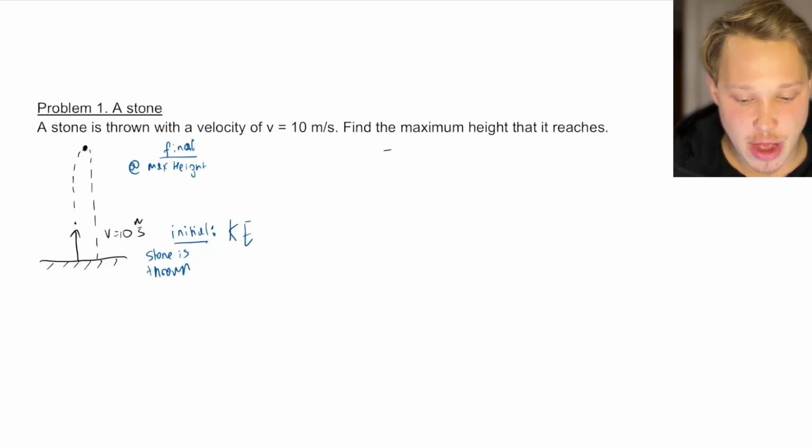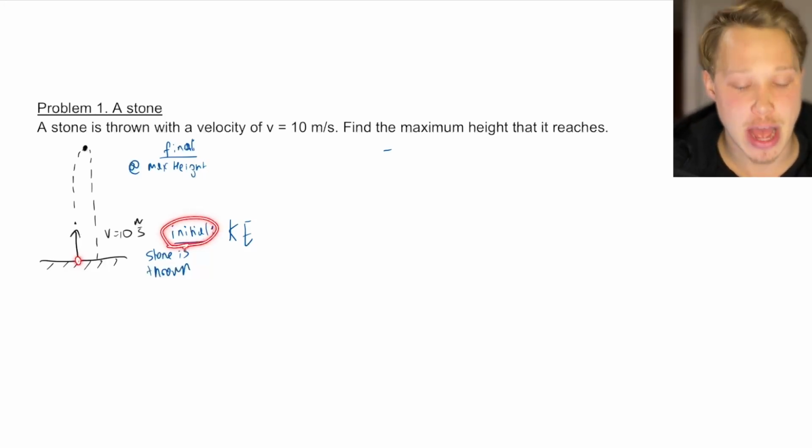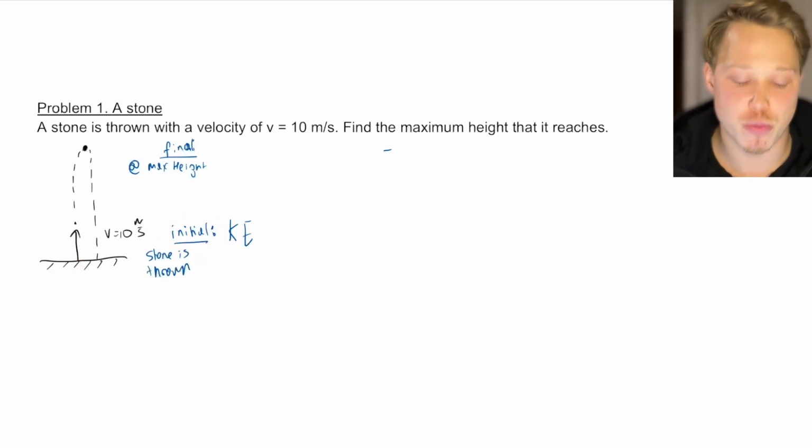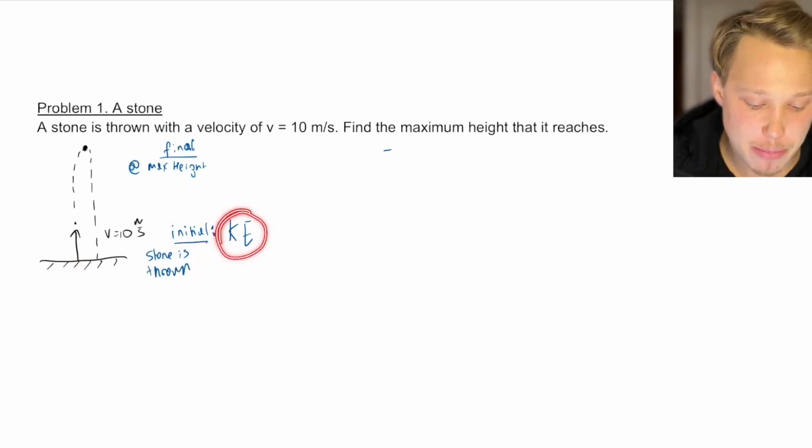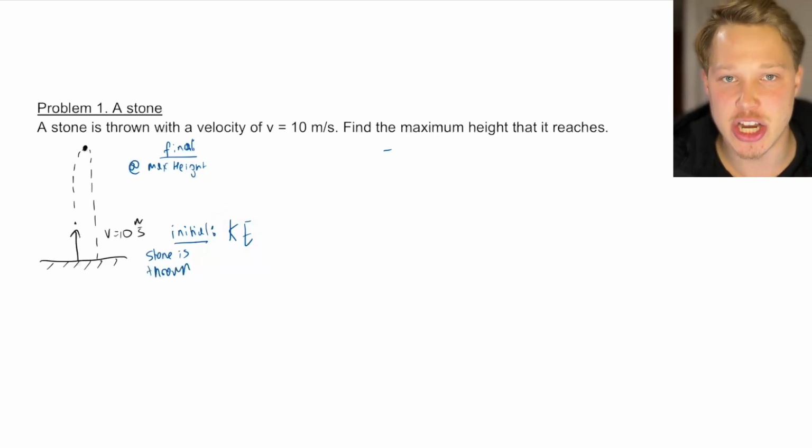Now, does it have height? We'll assume that it's thrown from the ground. Therefore, at the initial point, it does not have height, and so it doesn't have potential energy. Of course, there is no spring, so the only type of energy at the initial point is kinetic energy.